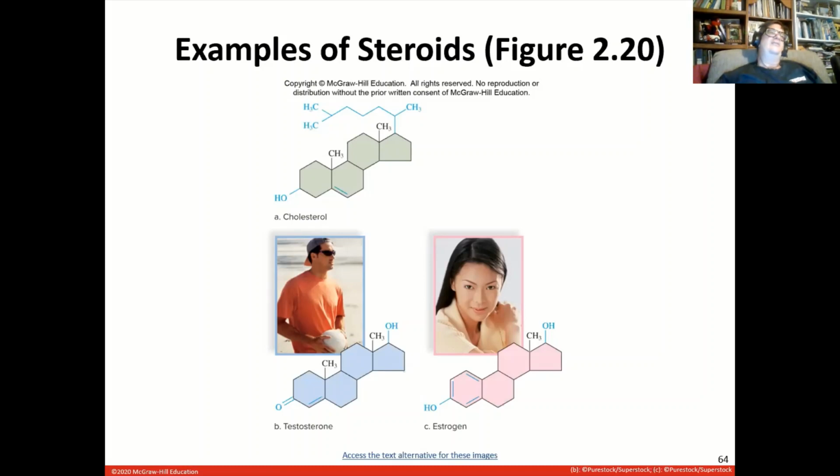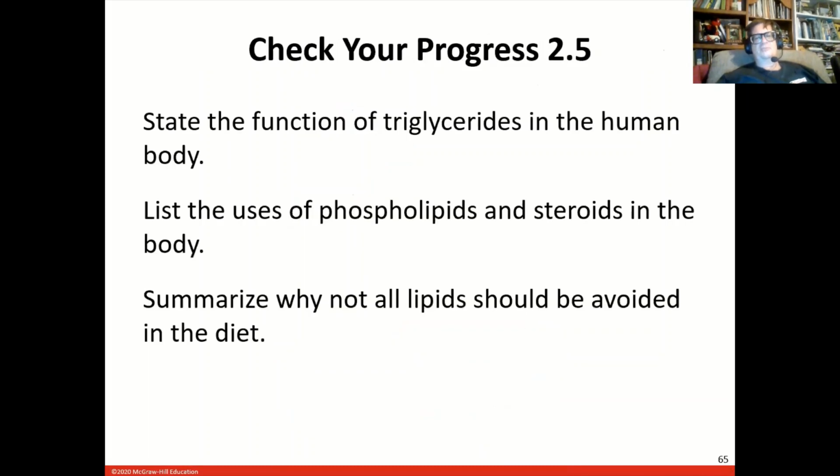In reality, that's the way we think of those things, but it's not accurate because everybody makes a little bit of the estrogens. Everybody makes a little bit of the androgens. The difference is that men make much more of those androgens and women make much more of those estrogens, but both groups of people make both kinds. All right, let's move on.